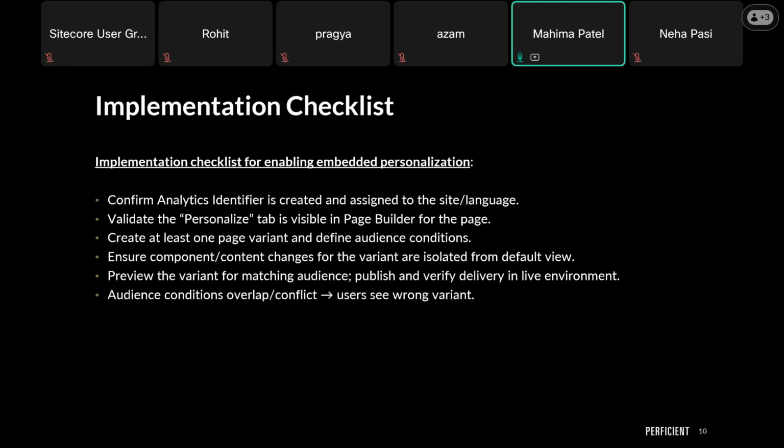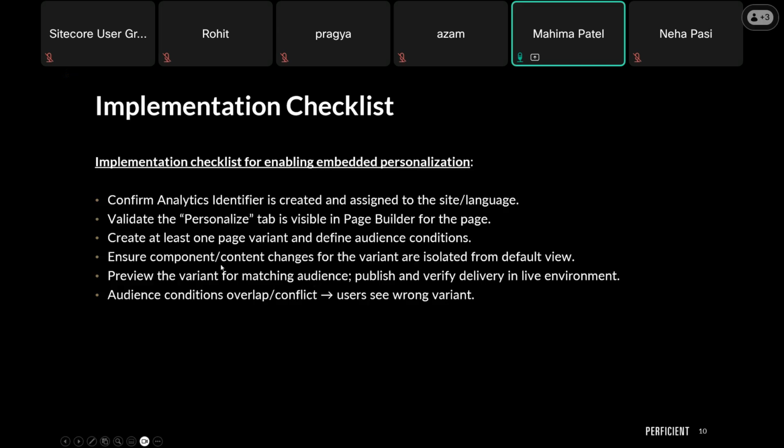So before saying that the personalization is working, this slide is like a go-to checklist before you call the feature done. Embedding personalization is not just turning a toggle. It's ensuring that tracking, variant, audience logic, rendering, and delivery all align together and everything works together. As we have already seen, we have to confirm that the analytics identifier is set up. If it is set up, the personalization tab will be visible. If it is visible, try to add one of the variants that we saw.